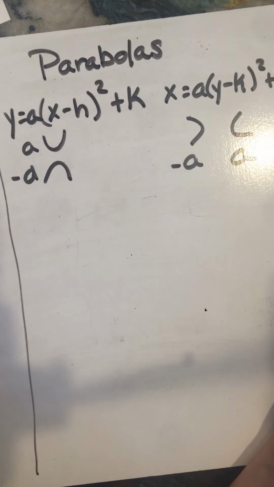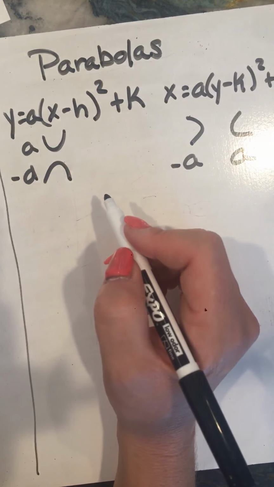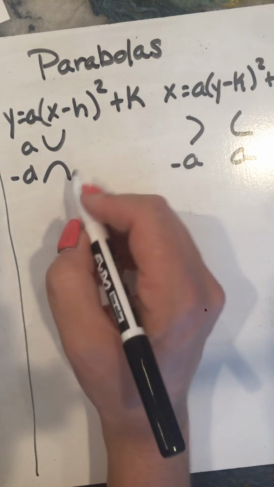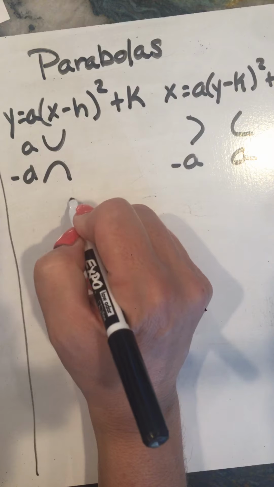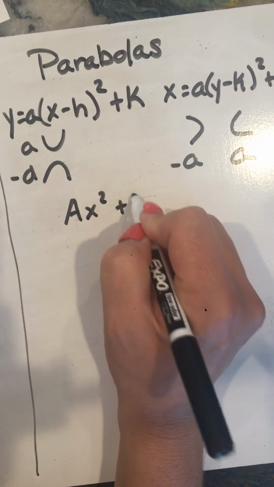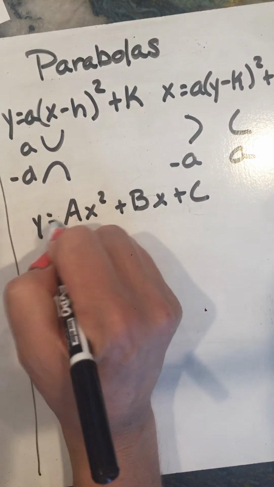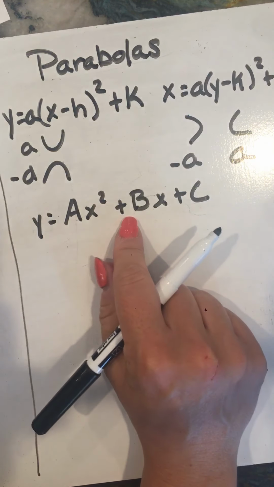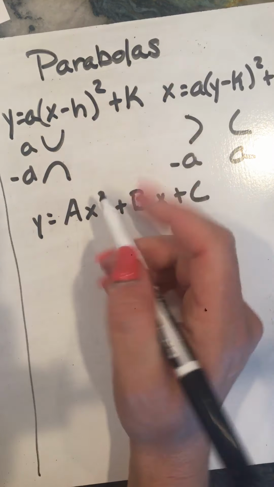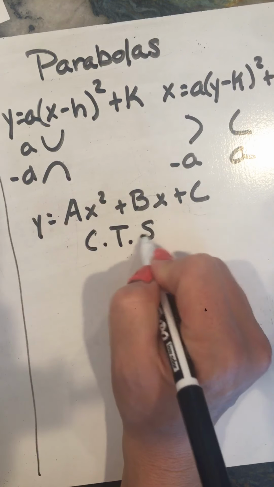All right, and then we had a general version of these. The general form would be ax squared plus bx plus c. This would be the y equals version of it. In order to put the general into the standard, you would need to employ completing the square.